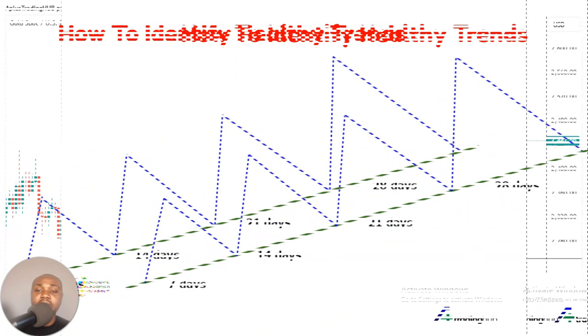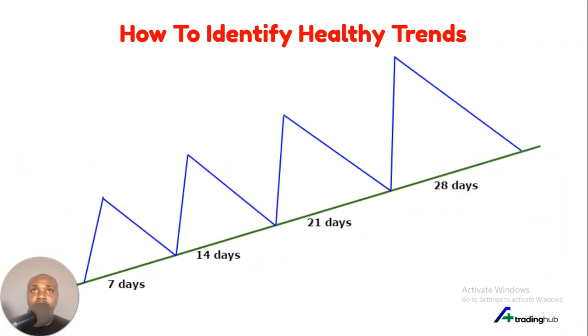There are healthy trends, there are unhealthy trends. Unhealthy trends are trends that will not last long and will break off the trend line. But a healthy trend is a trend that will respect the trend line and keep moving in that direction. To easily identify unhealthy trends, you need to gauge the distance between price testing the trend line.